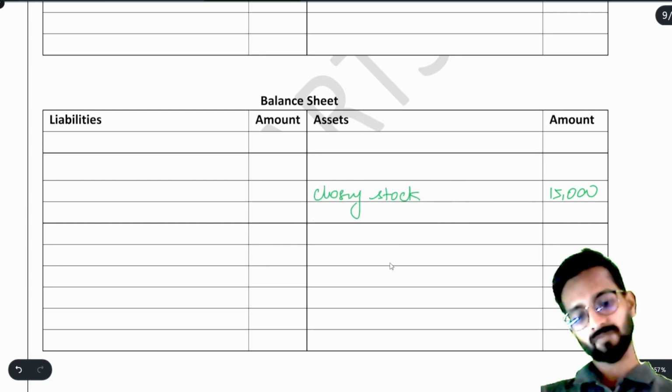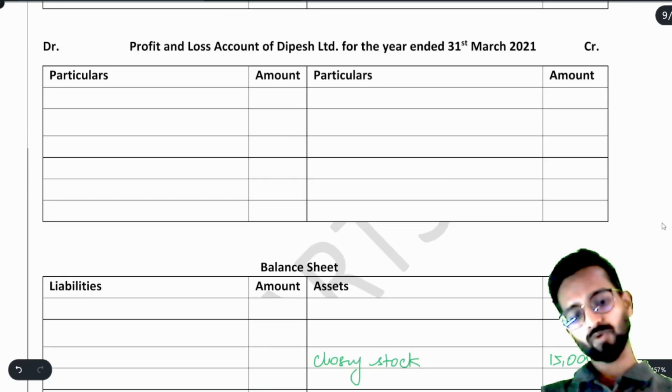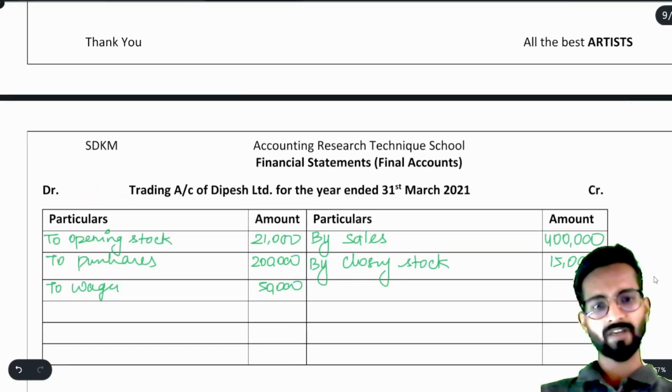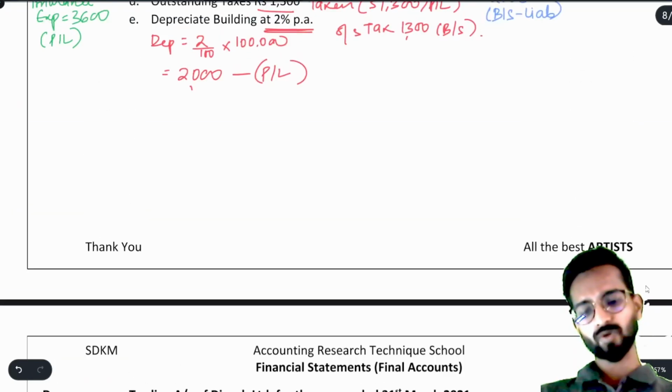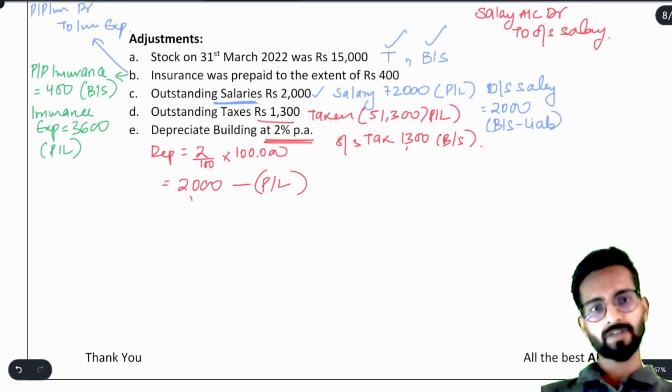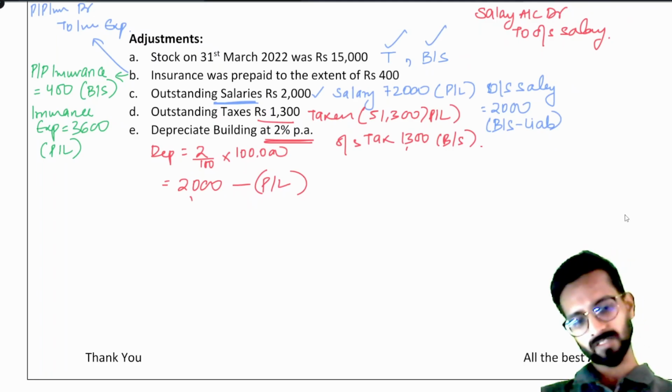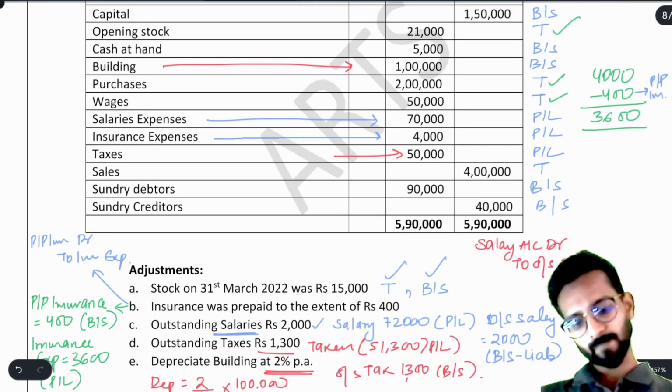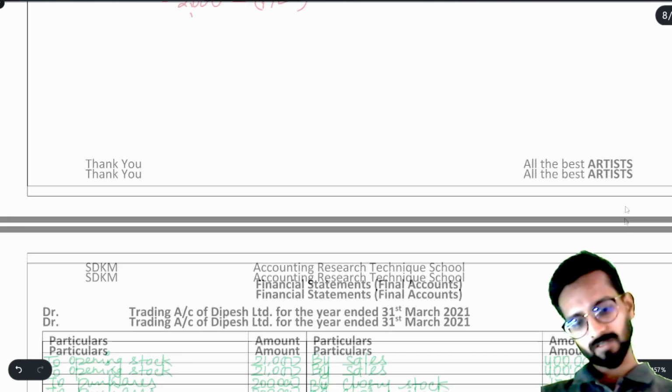This is the silliest mistake we do. Okay, we forget to write closing stock. Or you can directly write stock also. Just you can write inventory also. That is of no use. That is not important. But remember, whatever name is given in the question, if they are saying stock, then write stock. If they are saying inventory, then write inventory. Just remember that. Okay. After that, we will prepare profit and loss.